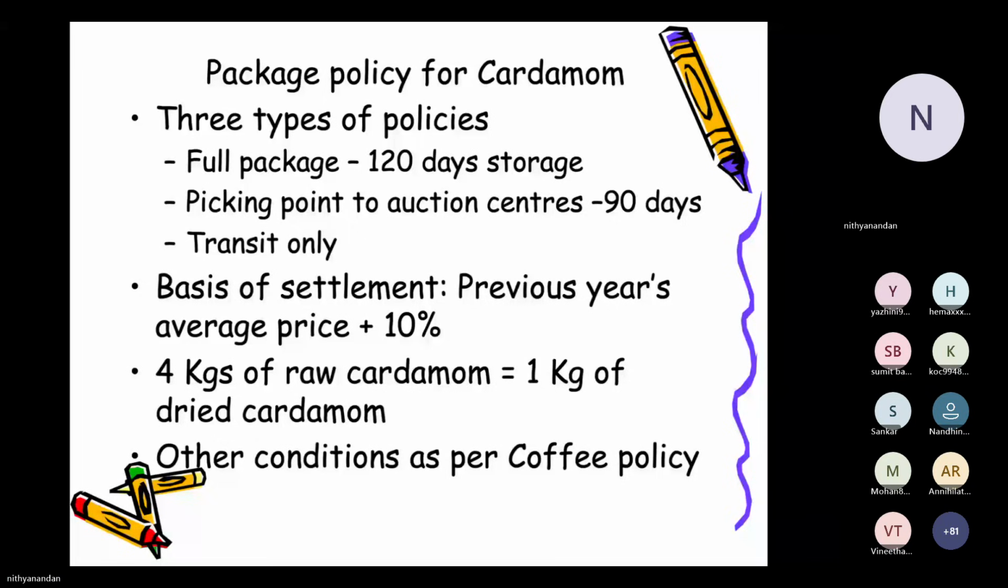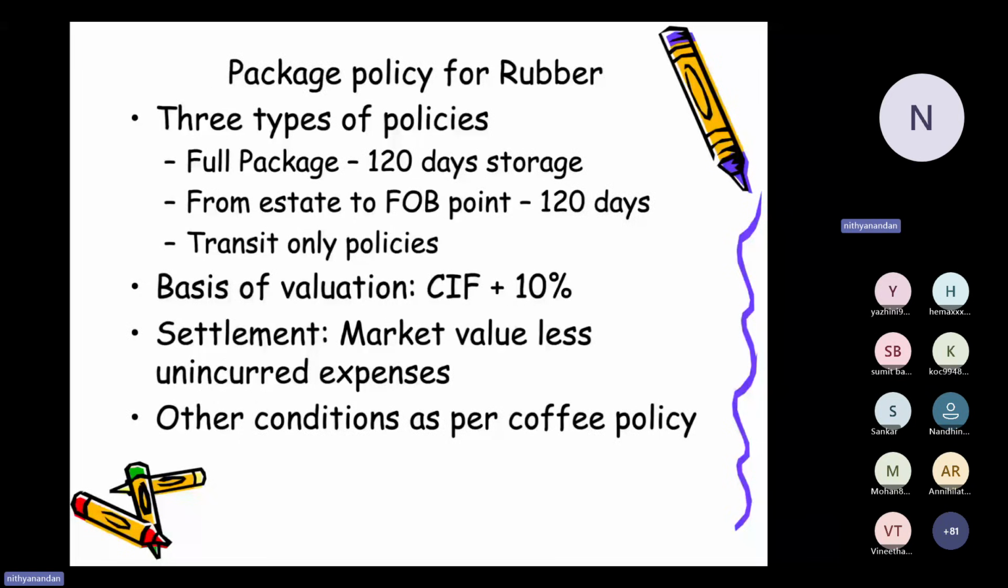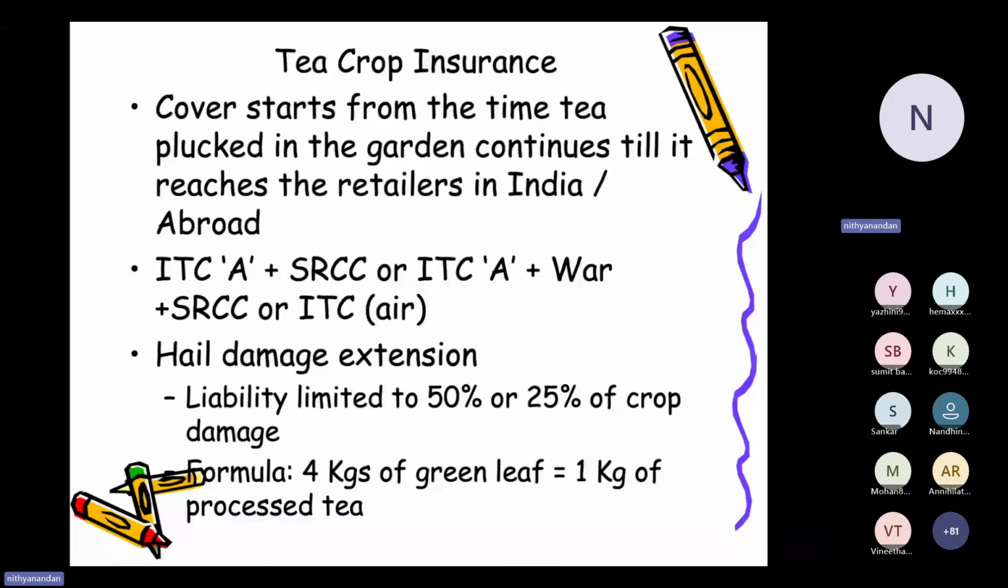Rubber, same type, 3 types of policies: full package, estate to FOB point, only transit. Base of valuation, CIF plus 10%, cash usual market value plus or minus unincurred expenses. Other conditions as per coffee policy. Tea crop, from the garden to retailer in India or abroad. This policy, all other 3 policies are only on FOB basis. So up to the port only it is covering, but tea crop is covering up to the buyer abroad.